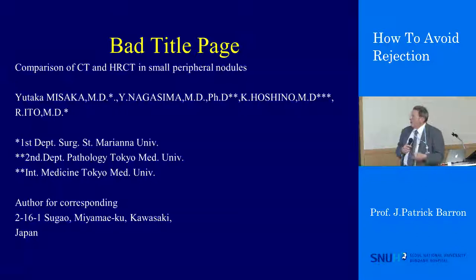Okay, so here you have a bad title page. This is slightly adapted, but there are so many mistakes here. Full name, no full name. No space. Abbreviations unnecessary. Author for corresponding, no name, just an address. This is taken from an actual paper I was sent, and it's terrible. And if a reviewer gets a title page like this, the initial reaction will be very strongly negative. So if you want to be rejected, this is how you write.